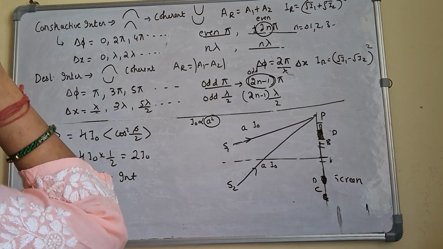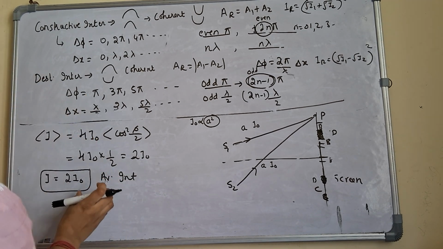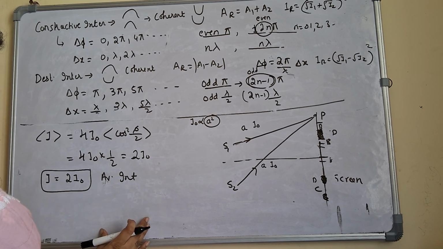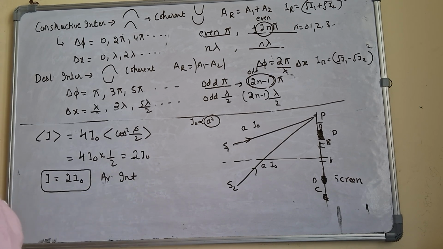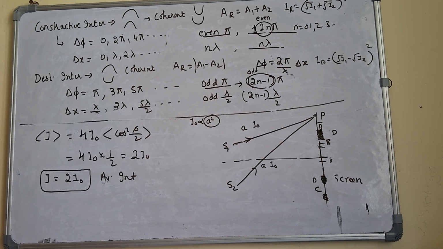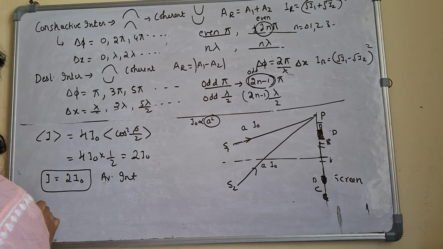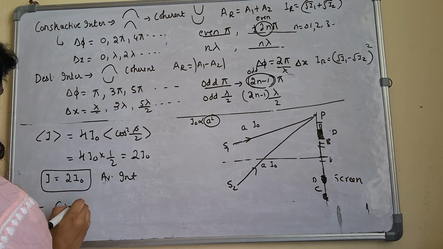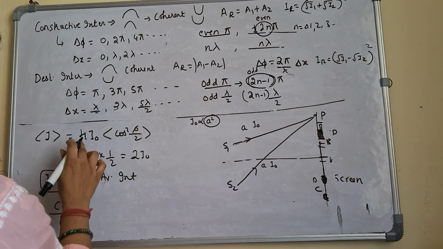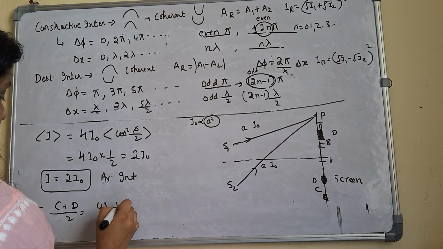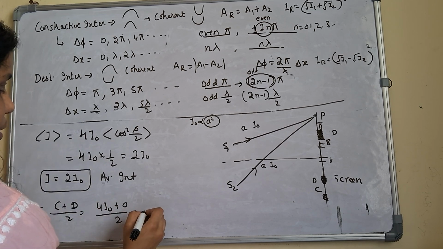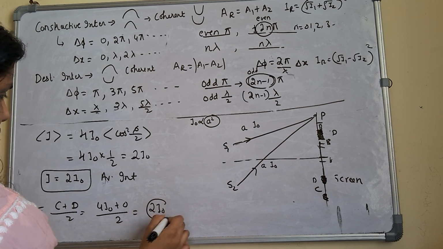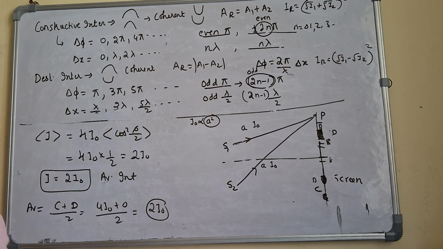Or you can consider it like this: average is construction plus destruction by 2. Maximum is 4 I naught, minimum is 0. Constructive interference is 4 I naught, plus 0, by 2. So isn't it 2 I naught? It's the same thing.